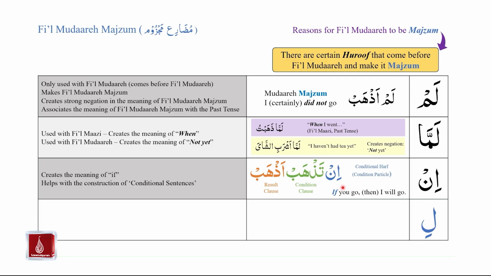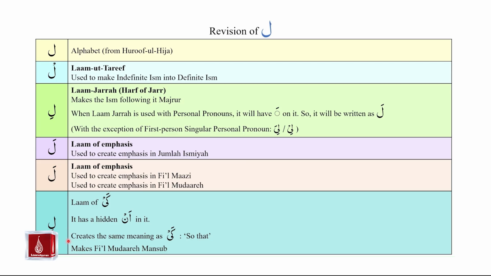Finally, we will study this particular laam as another harf that comes before fi'il mudare, and it makes fi'il mudare majzoom. Before we go into the details of this particular laam, we should revise the different types of laam that we have studied in this course so far. So in this table, we are going to revise the different types of laam that we have studied.